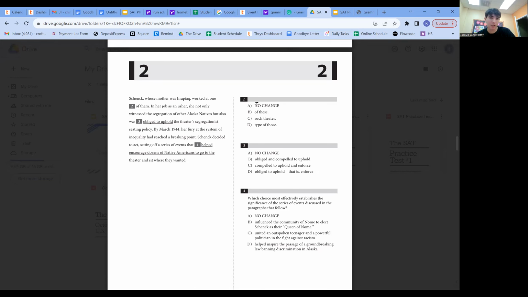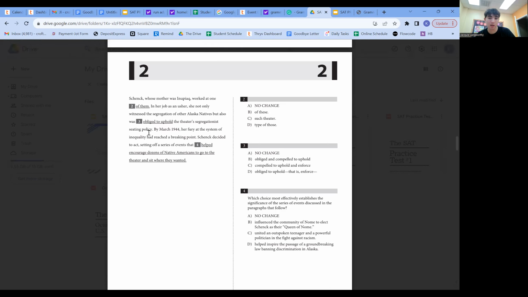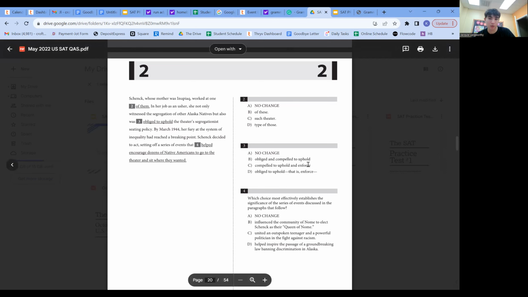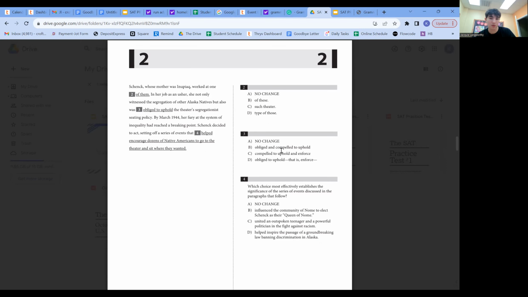Three, in her job as an usher, she not only witnessed the segregation of other Alaska Natives, but also was obliged to uphold the theater's segregationist seating policies. Three, it's gonna be A. All the other ones include obliging her to uphold, but they're just longer, so you don't choose those.